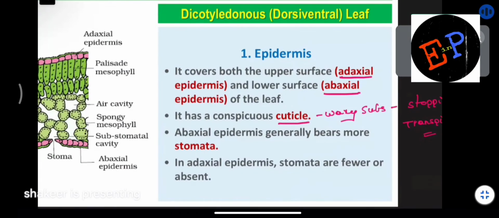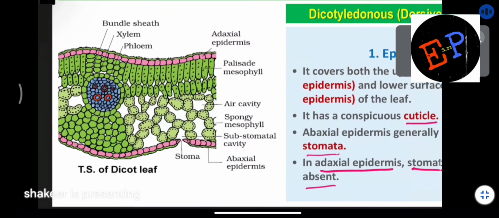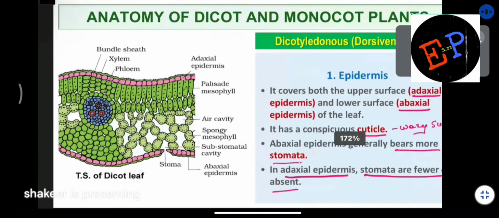So the abaxial epidermis generally bears more stomata. Clear? So abaxial means the bottommost epidermis, no? The epidermis which is present on the bottom of the leaf or below the leaf. And in the adaxial epidermis, that is at the top of the leaf, stomata are fewer or absent. Stomata are very few or generally they are absent also. Are you able to understand? So this is about epidermis. This figure already we have studied. Clear?